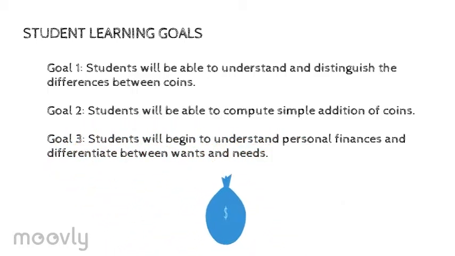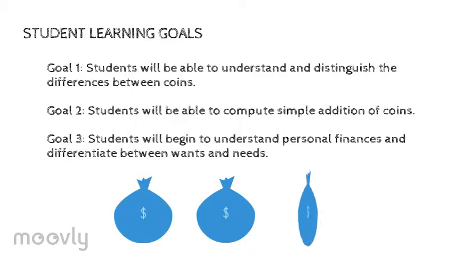3rd, students will be able to understand personal finances and differentiate between wants and needs. So they'll be able to analyze items and classify them as wants or needs. They'll be able to recognize reasons that being responsible with money is important, and also developing an argument to prove their point.